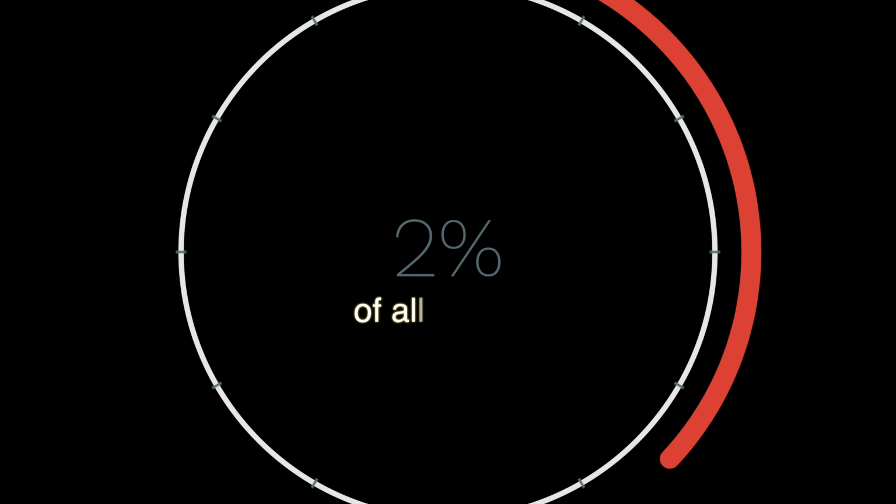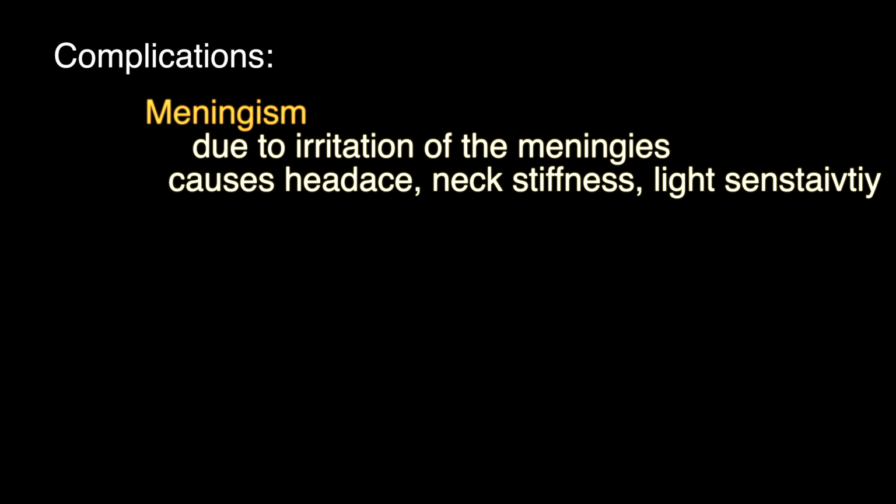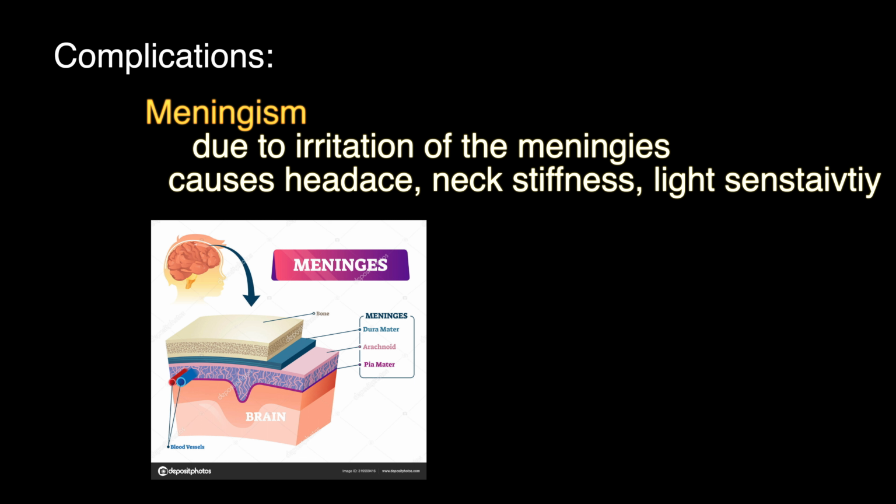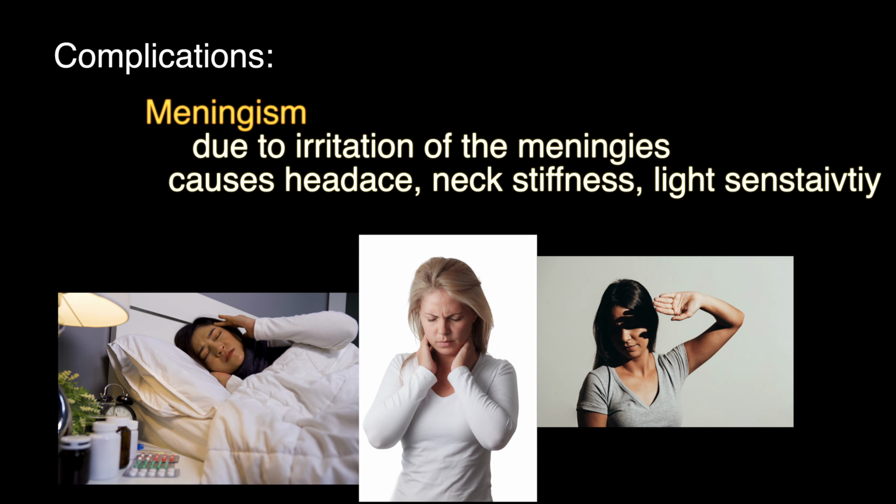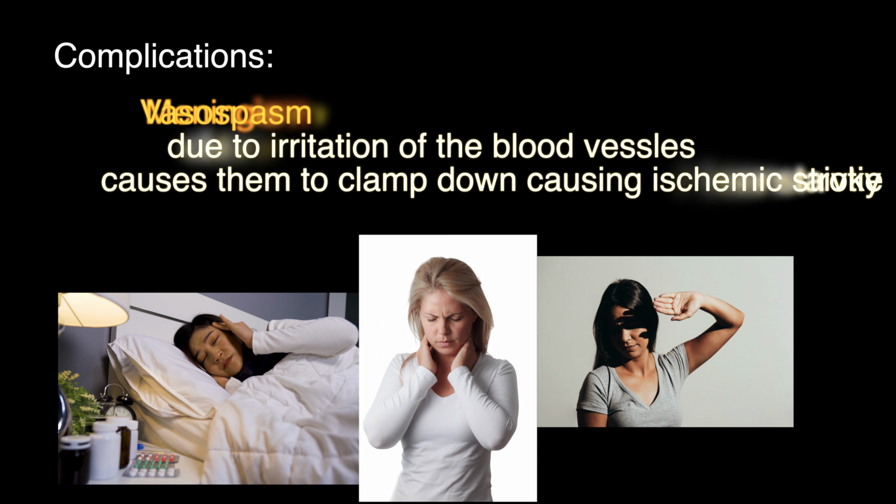Subarachnoid hemorrhage makes up only 2% of all strokes, but mortality associated with this type of stroke is very high, and it is because of the secondary brain injury or complications associated with it. Some of the complications include meningism. This is because blood does not belong outside of the blood vessel, as you know. When it is in the subarachnoid space, it irritates the pia mater as well as the arachnoid membrane itself. Irritation of these meninges causes symptoms like headache, neck stiffness, photophobia, nausea, and vomiting.